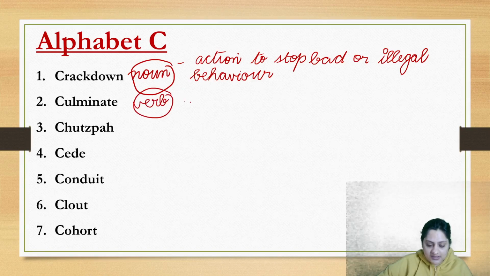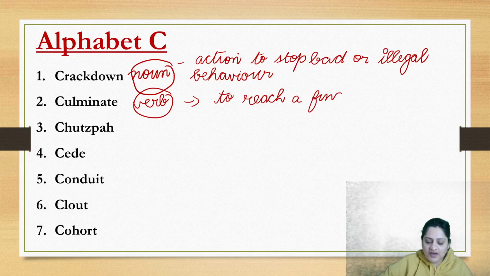Culminate into something. As a verb we use it to reach a final result. Climax, culminate, to reach a final result. A climax you can say, अंतिम परिणाम पर पहुंचना किसी चीज के लिए, that is culminate.